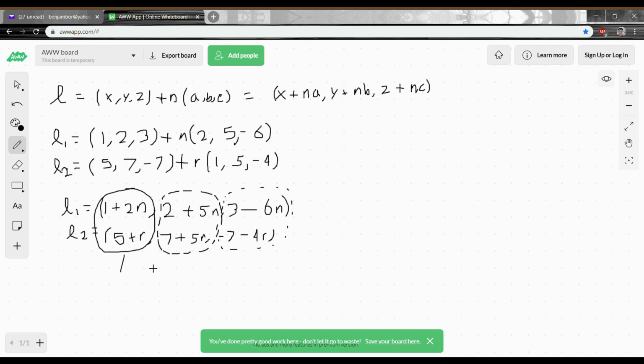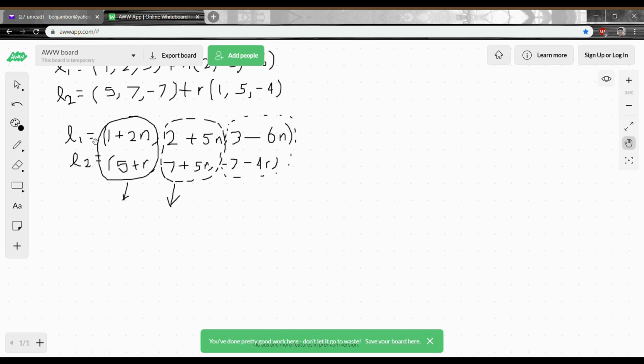We're going to take these two and we're going to solve for n and r, right? Because we have two variables and two equations, that means we can solve for the two variables. Let's rearrange. Let's set these two equal to each other, right? So that's going to give us 1 plus 2n is equal to 5 plus r. Now if we were to solve for r, r would equal negative 4, right? Because we're going to subtract 5 plus 2n, because 2n is going to stay where it's at.